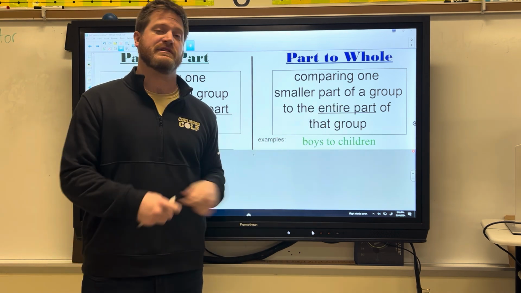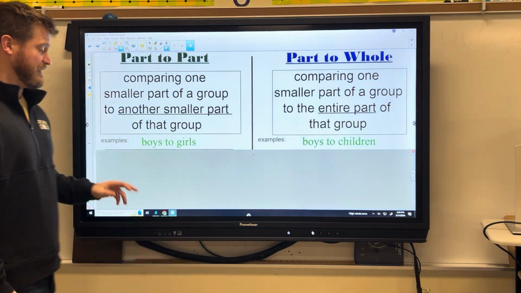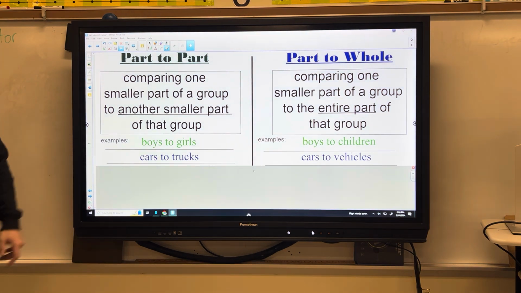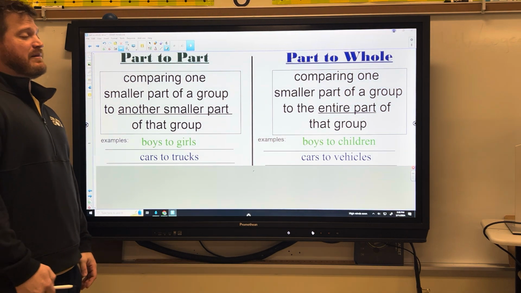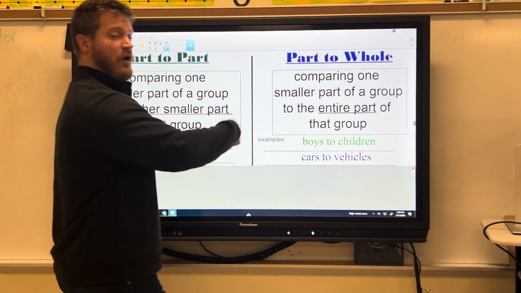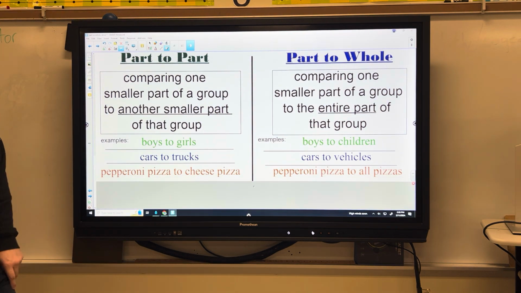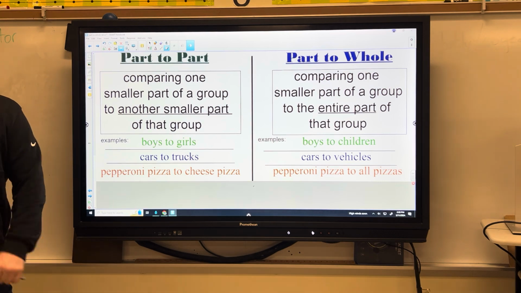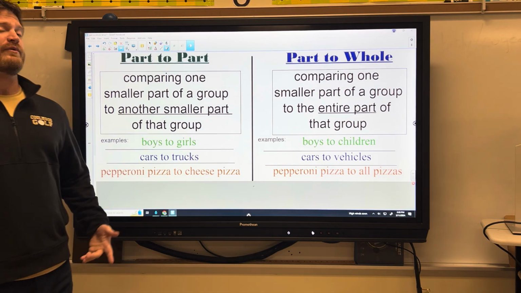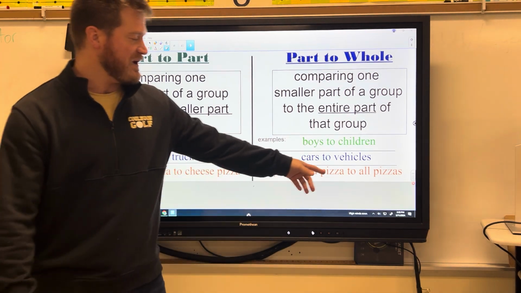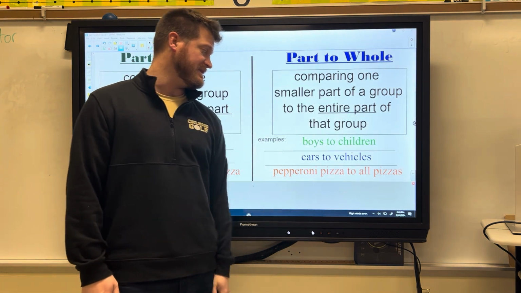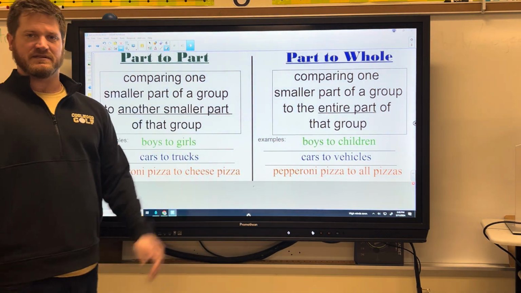So children or students includes both boys and girls. Another example, cars to trucks would be part to part, and the part to whole version would be cars to all vehicles or total vehicles. One more example, pepperoni pizza to cheese pizza for part to part, small to small. And then if we include the entire part, all pizzas, that would be part to whole, pepperoni pizzas, if it said like all pizzas sold.